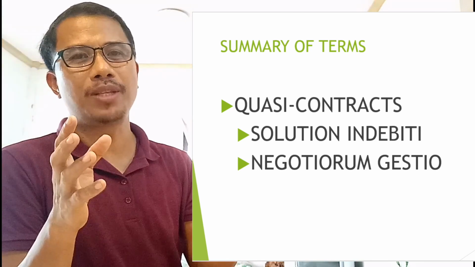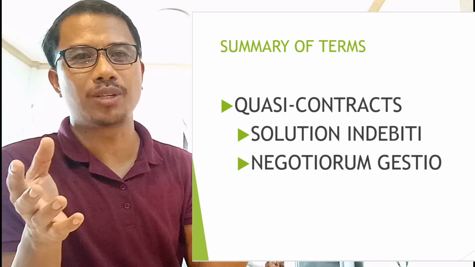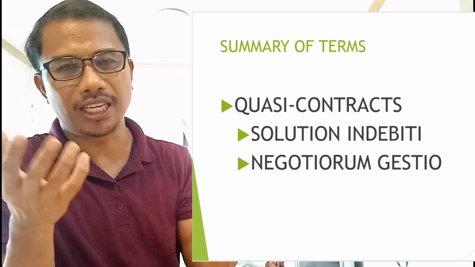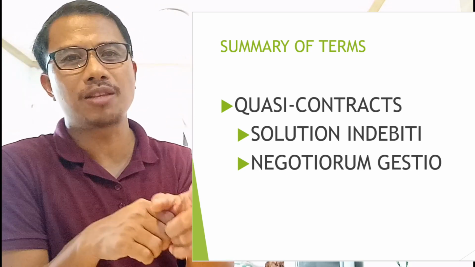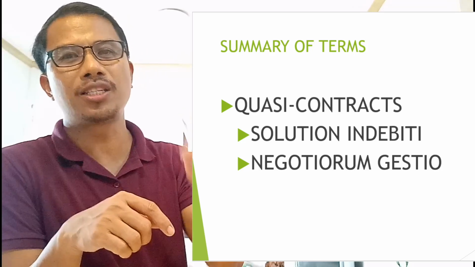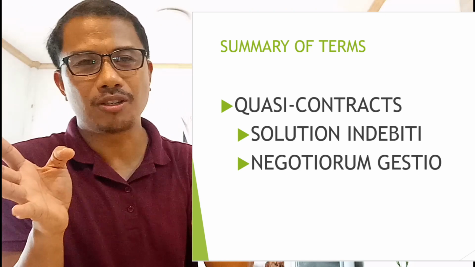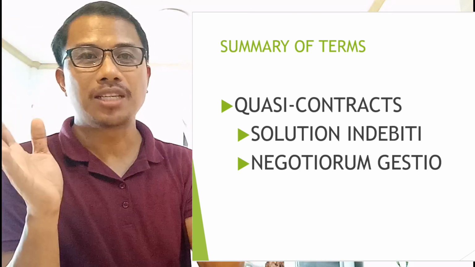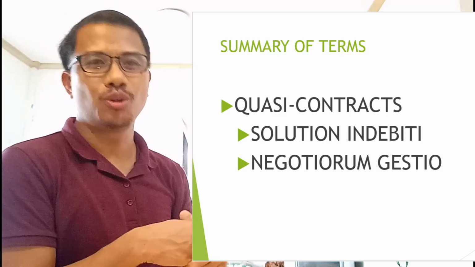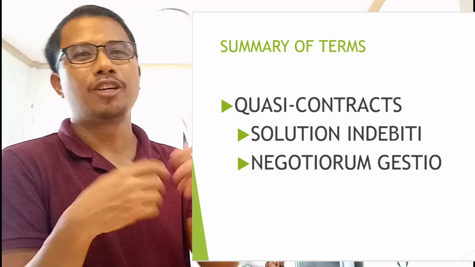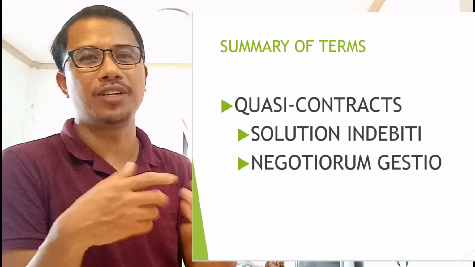So, solutio indebiti simply means you receive something that you don't have the right to receive, you need to return it. So, example, when you receive a change of 80 pesos, when you should receive only 50 pesos, you need to return the 30 pesos. What's the basis of your obligation to return the 30 pesos? It's solutio indebiti.